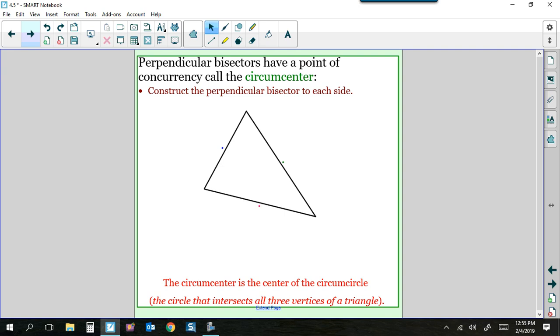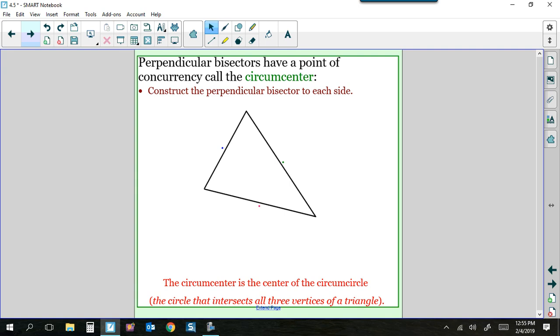Now, before we get started, there's a little bit of a hint that you can use to help yourself know where exactly your circumcenter is going to be. If you have an acute triangle, then you know that your circumcenter will be on the inside of the triangle. If you have a right triangle, then your circumcenter is going to be the midpoint of your hypotenuse.